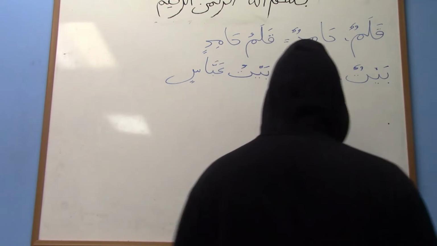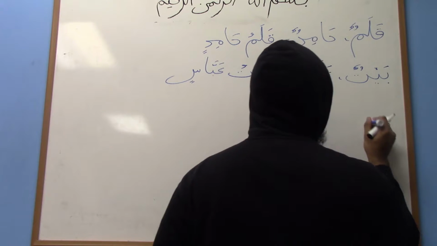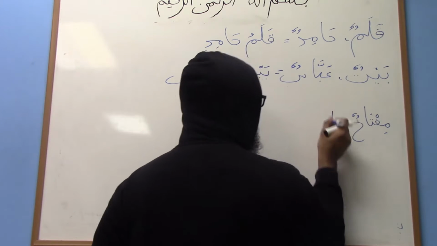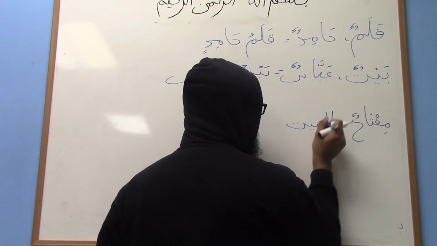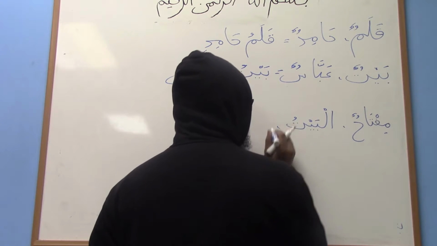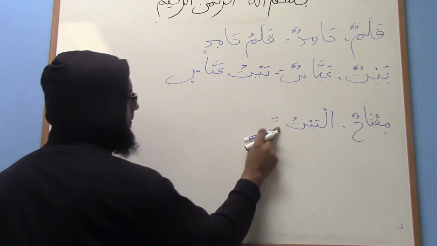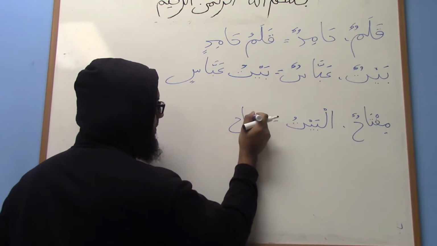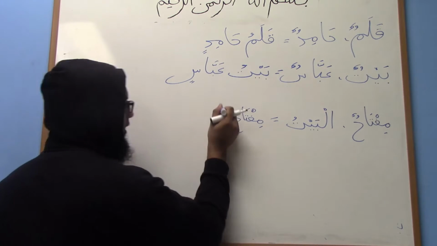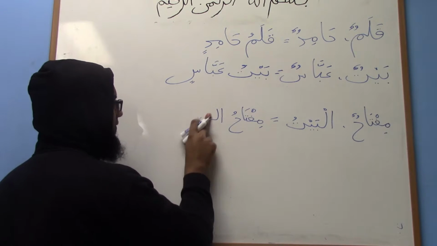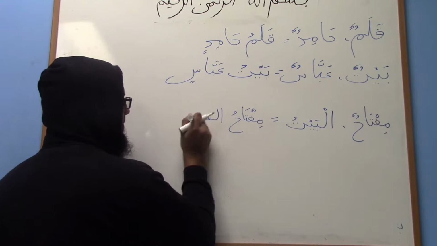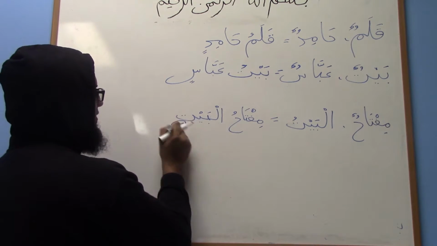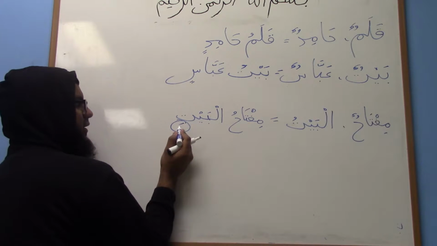Look, miftahun and al-baytu. Okay? And when we conjugate it, it's going to be what? Miftahul bayti. Or miftahu al-bayti. Miftahul bayti. Why is it one kasra and not two?